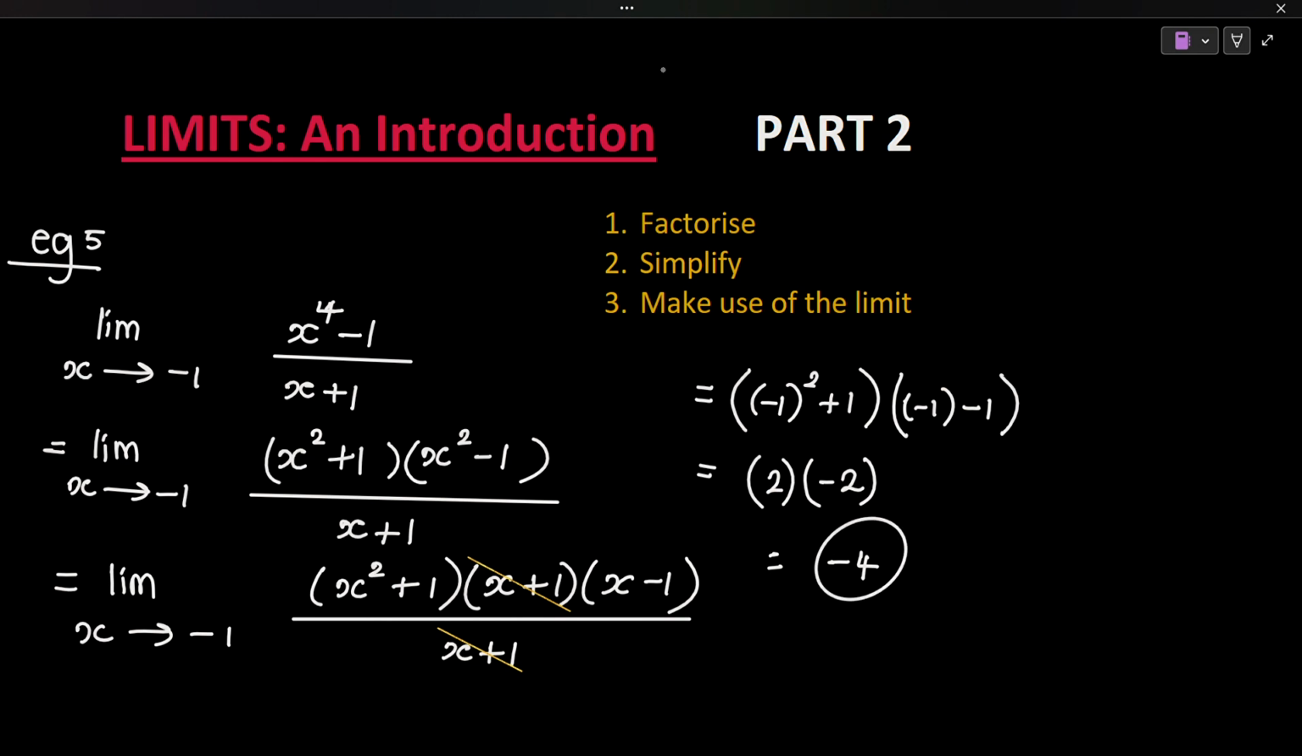That is our final answer for the question. This tells us that for the function x to the power 4 minus 1 over x plus 1, as the x values approach negative 1, the y values approach negative 4.